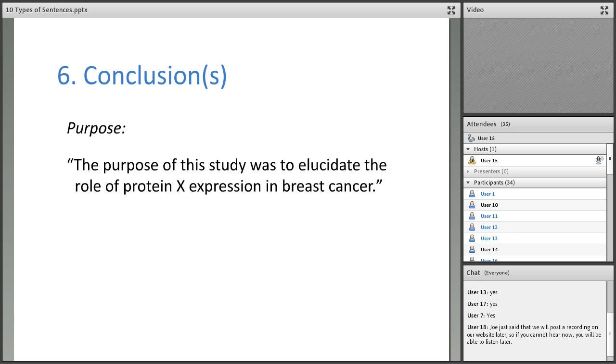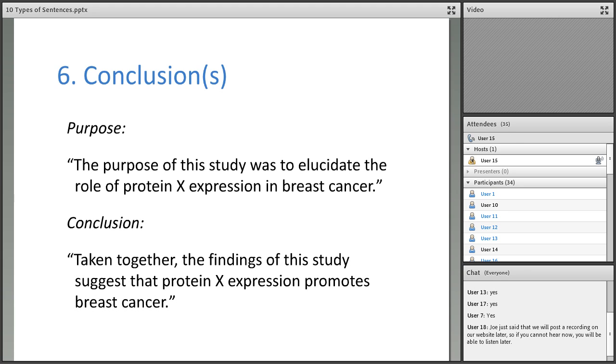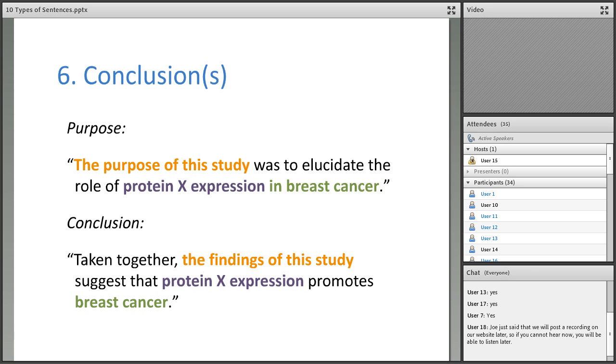So if your purpose was to elucidate the role of protein X expression in breast cancer, your conclusion might look like this. The findings of this study suggest that protein X expression promotes breast cancer. And again, it's helpful to repeat key terms.